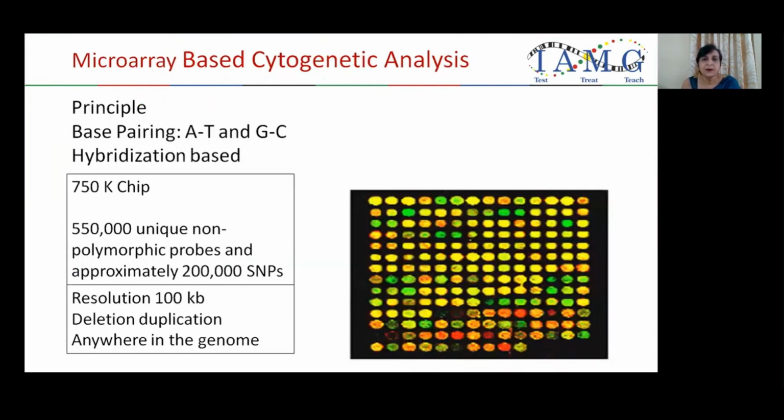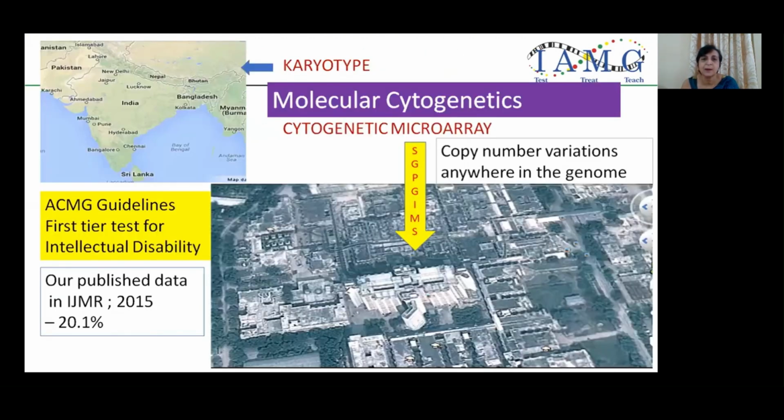These are all we saw, though even if multi-targeted, at a time MLPA can look at only a fixed number of regions. On the other hand, there is now a technique called microarray-based cytogenetic analysis, where there are lakhs and lakhs of probes. Like in the 750K chip, there are about 5.5 lakh unique probes, as well as about 2 lakh SNP probes, which are spaced all over the genome. Hence, we can look at multiple regions without any clinical clue, and very small 100 kb deletions or duplications anywhere in the genome can be picked up.